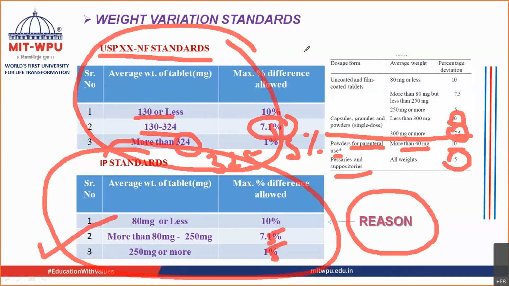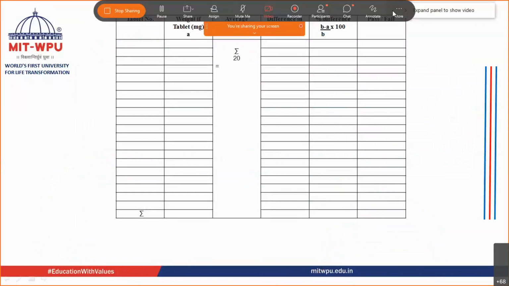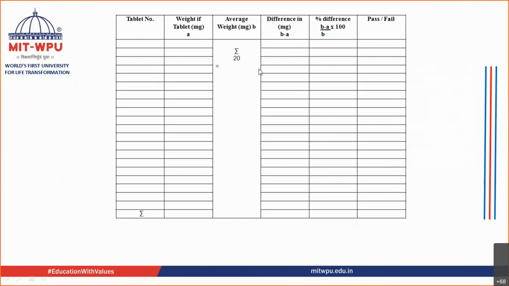Any problem up till here? If not, then I will explain the chart that you have to use in the further case study that I am going to give you. Any problem up till here? Because you have to solve a case study.